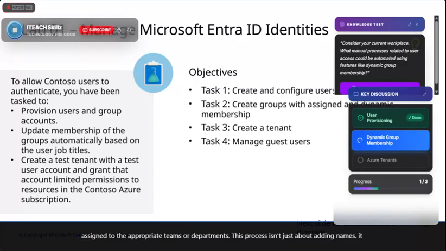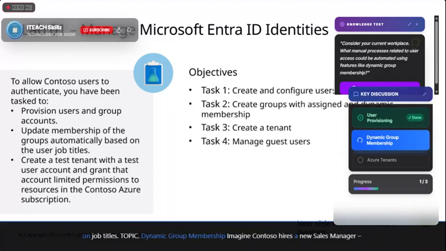This process isn't just about adding names. It involves setting initial properties like email addresses and passwords, which are critical for security and access control. For example, you might create a marketing team group in Entra ID and then add several user accounts to that group. Next up, we'll tackle automatic group membership updates based on job titles.